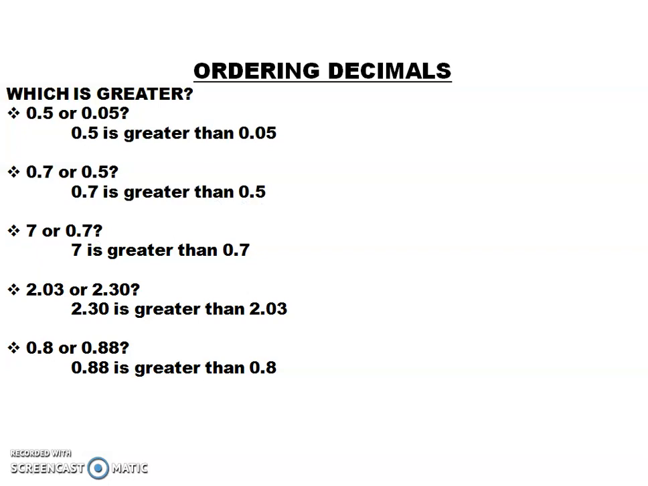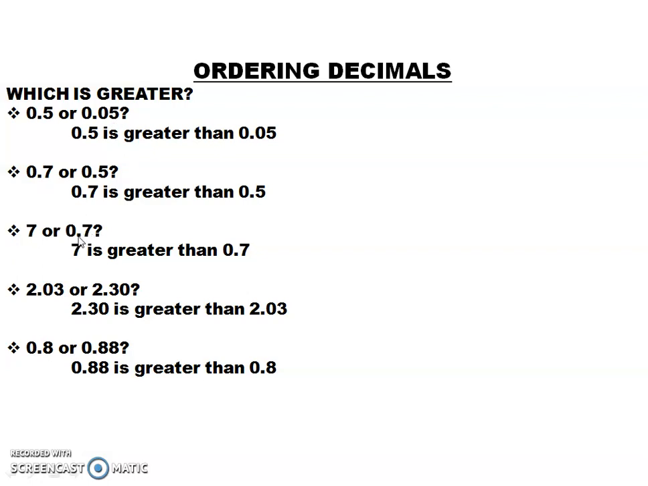Next, 7 or 0.7. Read the question once again. 7 or 0.7. Can you see any decimal point in the first number? No, there is no decimal point in the first number. That means it is a whole number. 7 is a whole number. That number doesn't have a decimal part. Now consider the second number. Which is the second number? 0.7.